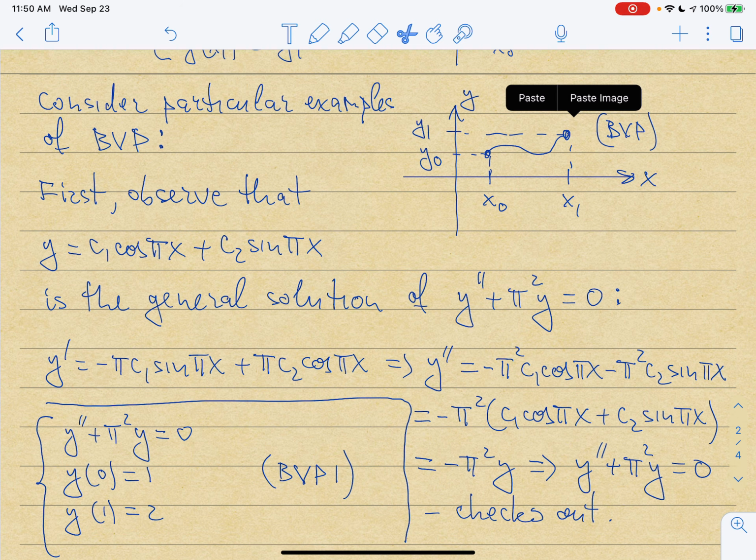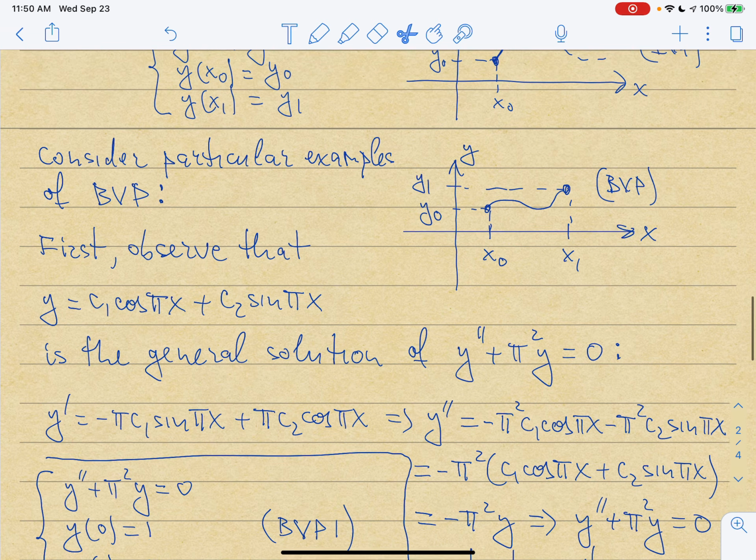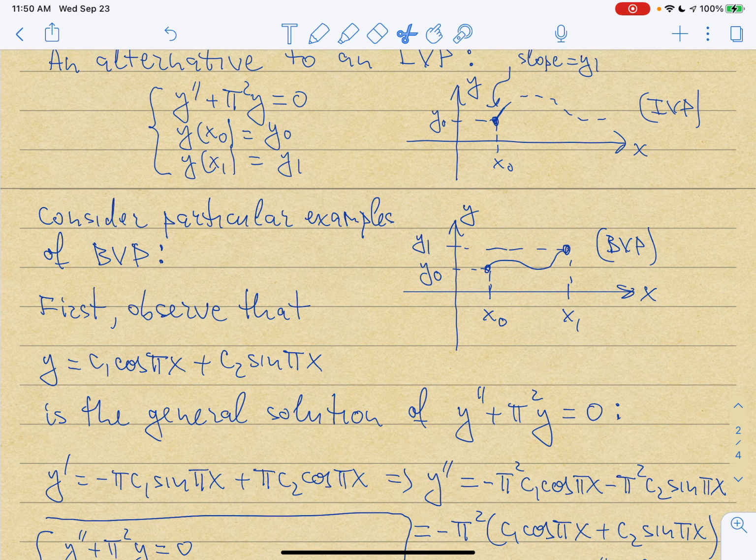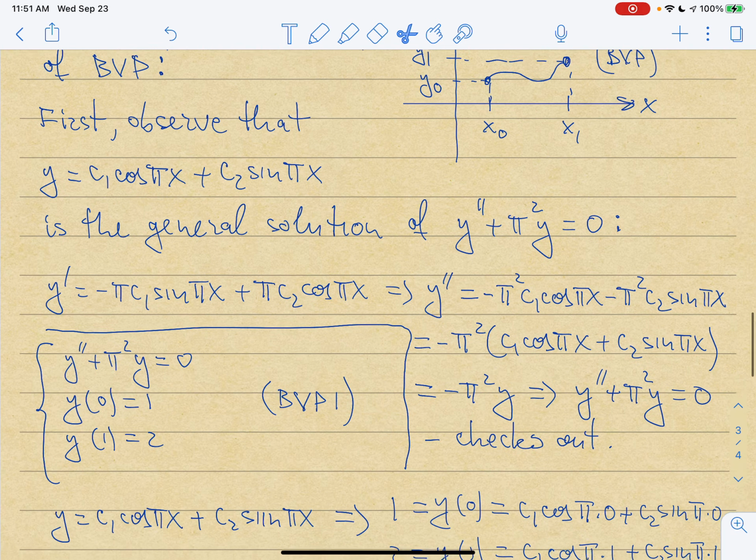So that is a difference between initial value problems and boundary value problems. It is possible that a boundary value problem does not have a solution, even though you're solving the same very nice equation, y double prime plus pi squared y equal to 0. For initial value problems, there is always a solution. For boundary value problems, it is possible that you don't have a solution.